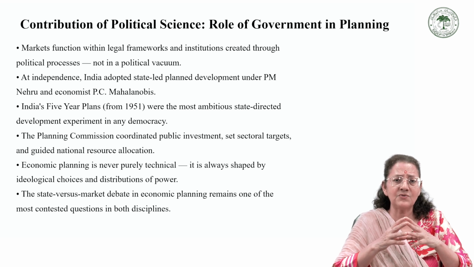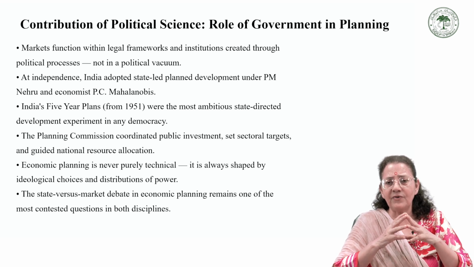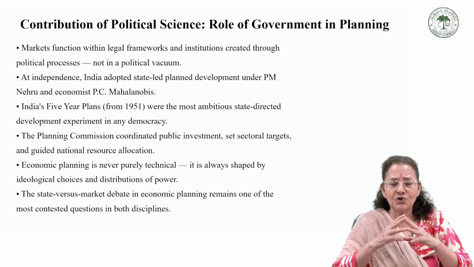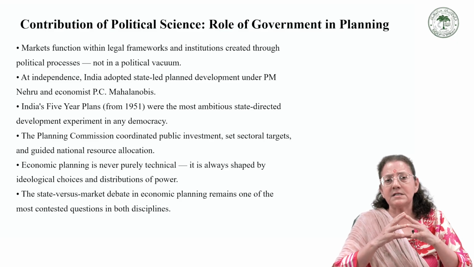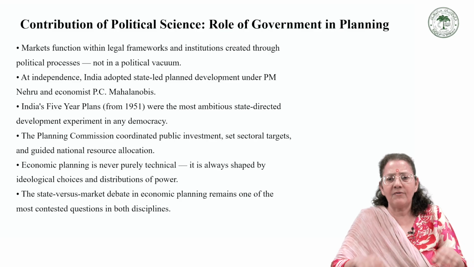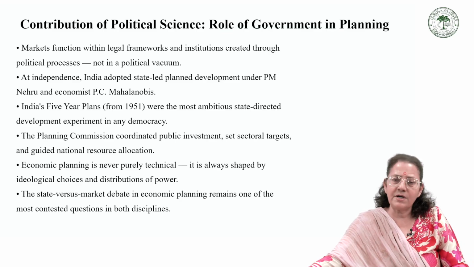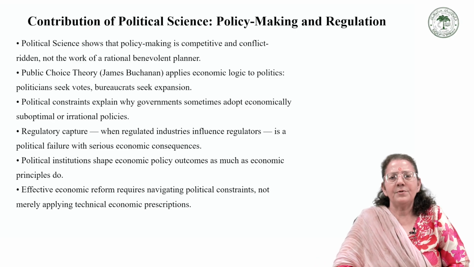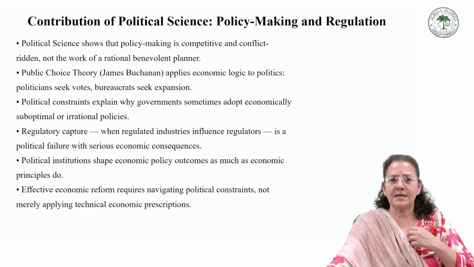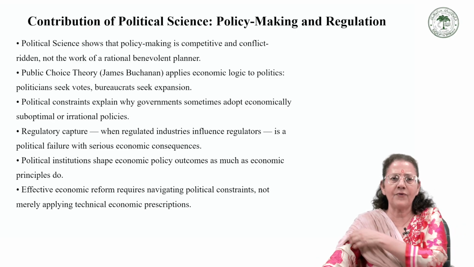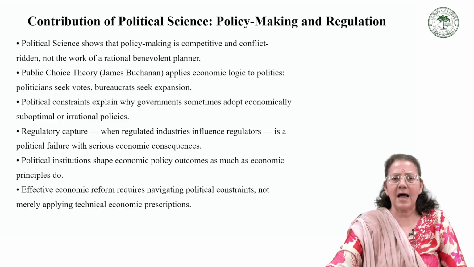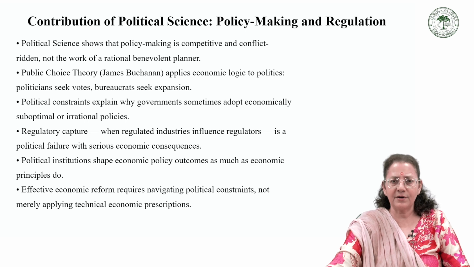India's 5-year plans, launched in 1951 under the Planning Commission, represented the most ambitious experiments in state-directed economic development in a democratic country. The second major contribution of political science to economics is its analysis of how political institutions, political processes, and political actors shape economic policy making and economic regulations.